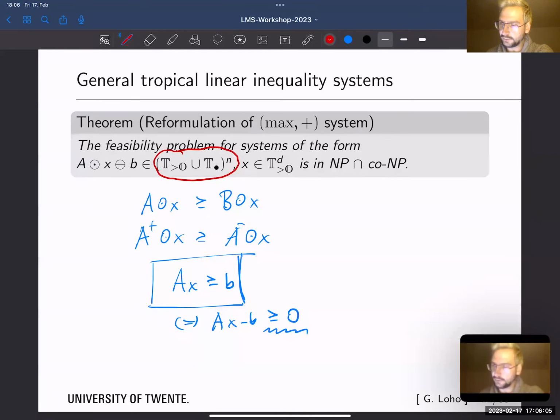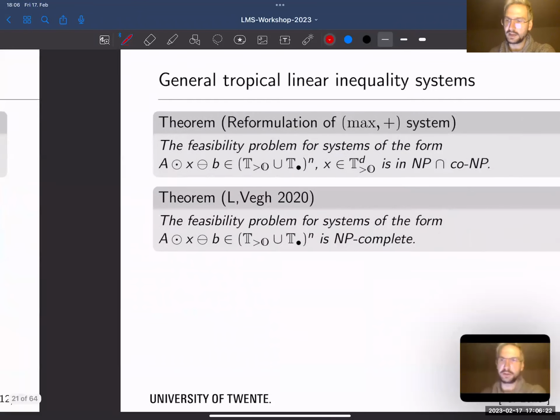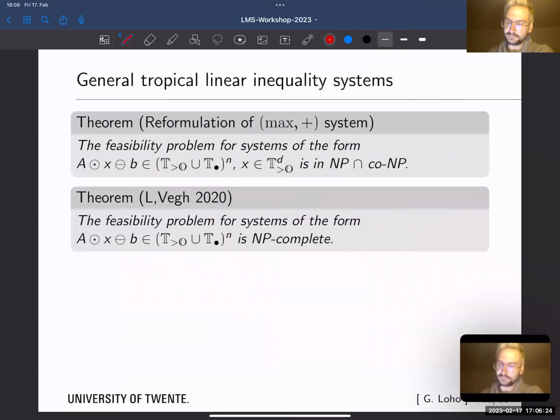And now really this part here is actually a positivity condition. And with this positivity condition, we have that the problem is in NP intersected co-NP. That's what I've shown you before. But actually, what happens if we drop this? Classically, one would say that this is equivalent. But here in this setting, suddenly we get an NP-complete problem, and maybe you say, oh, it's not so surprising. It's somehow very general.